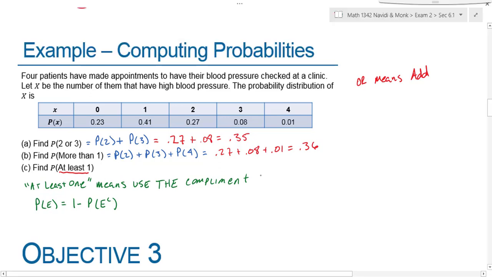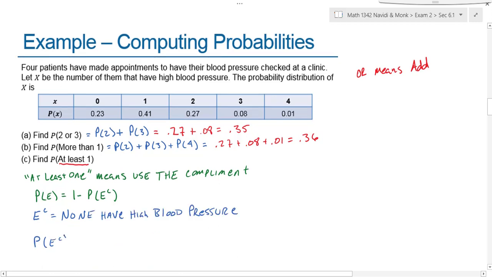So how we began is we identify what is our complement. What is the complement of at least one? None of the patients have high blood pressure. The probability of the complement of the event is equal to the probability of 0. And what is the probability of 0? This is the number for x for our random variable. If x is 0, P(x) is 0.23.